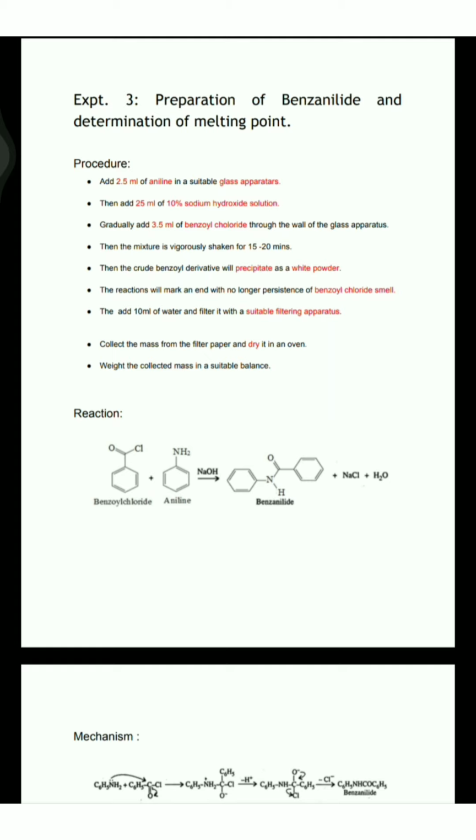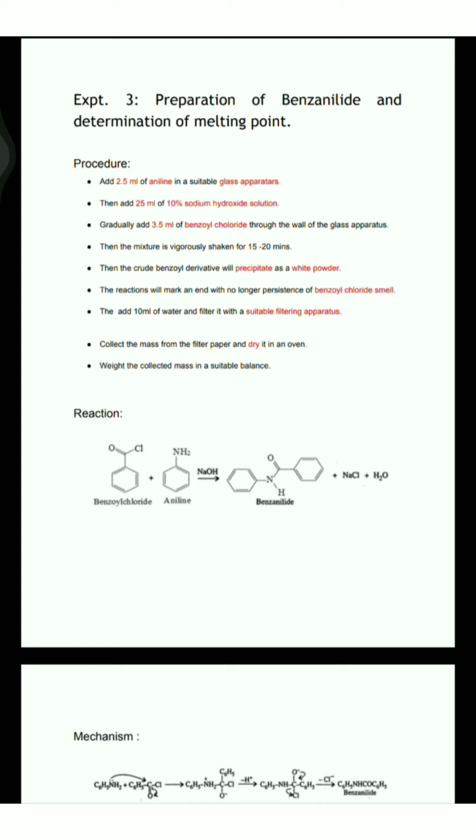In the last two experiments, we focused on the calculation of the saponification value and the acid value by the titration method and the back titration method. Here we are going to prepare, or synthesize, a compound. We have focused on the preparation of benzanilide from aniline and benzoyl chloride. These will react together to give our desired product and the corresponding by-products.